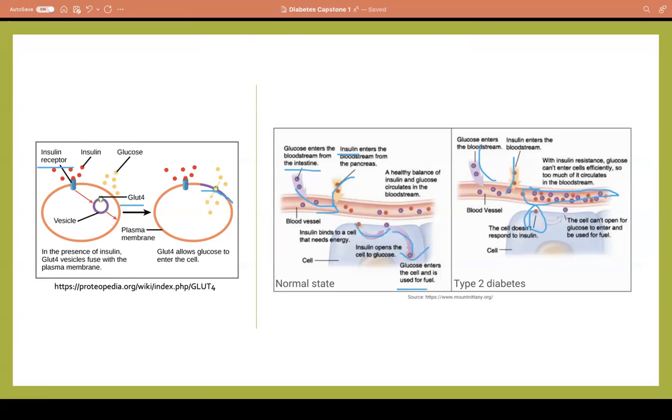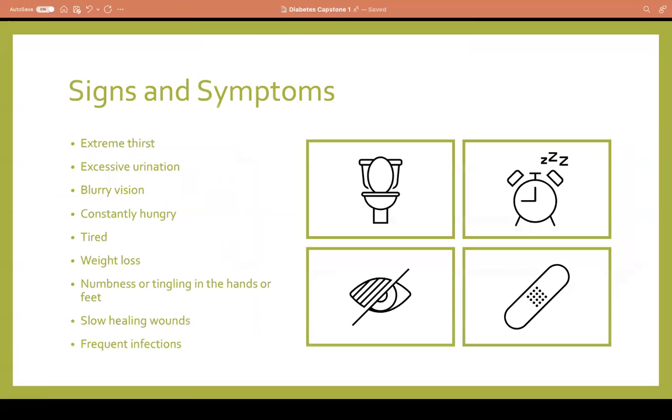The pancreas will secrete more insulin to make up for the cell resistance. So it keeps on making more to try and get the cells to open up and use the glucose for fuel. But eventually the pancreas doesn't make enough insulin to keep up with the amount that's in the bloodstream. And then that's when a person gets type 2 diabetes. Their blood sugar is so high and the insulin is no longer being produced in enough quantities to transfer the glucose from the blood into our cells to be used. And then this leads to a number of signs and symptoms, and I'm going to talk about that next.